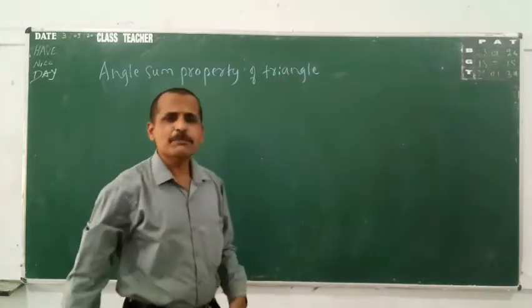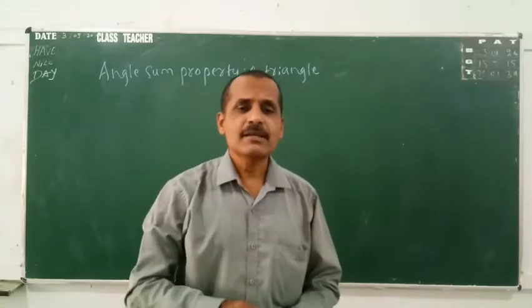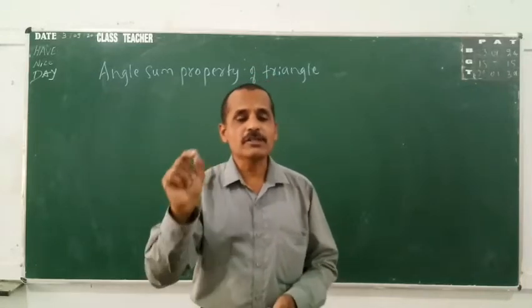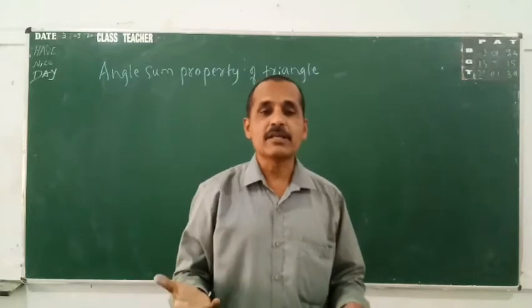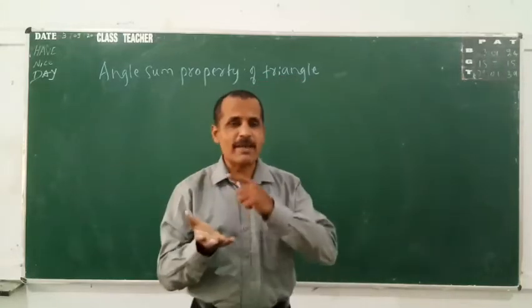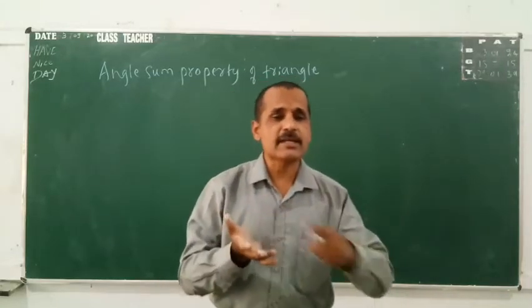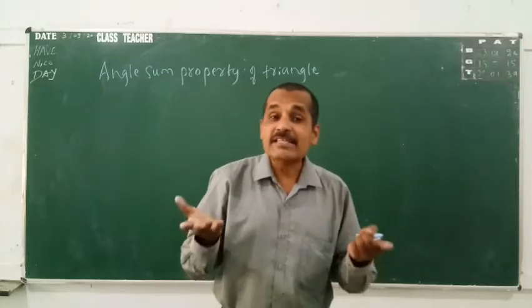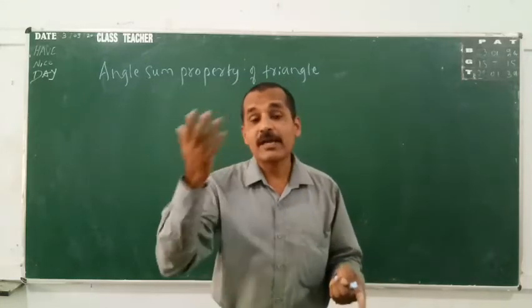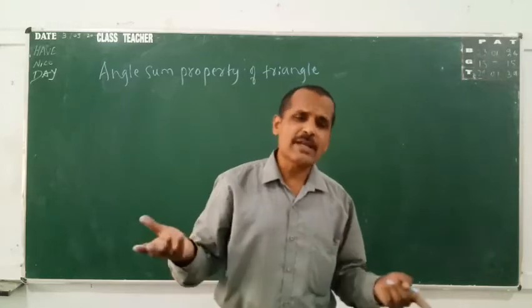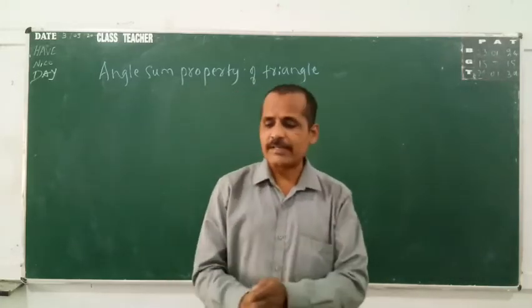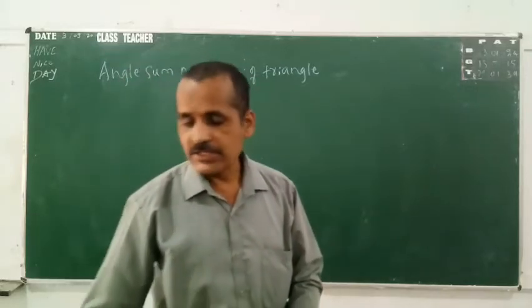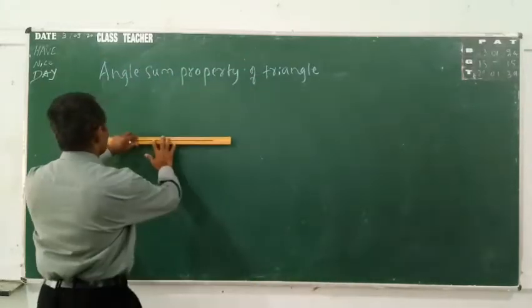It is a very, very simple property. What the property says: the sum of all the three angles of a triangle is always equal to 180 degrees, irrespective of the triangle, whether it may be an acute angle triangle, obtuse angle triangle, right angle triangle, a scalene, isosceles or equilateral triangle. Whatever may be the type of triangle, the sum of all the three angles of the triangle is always equal to 180 degrees. This is the first property.